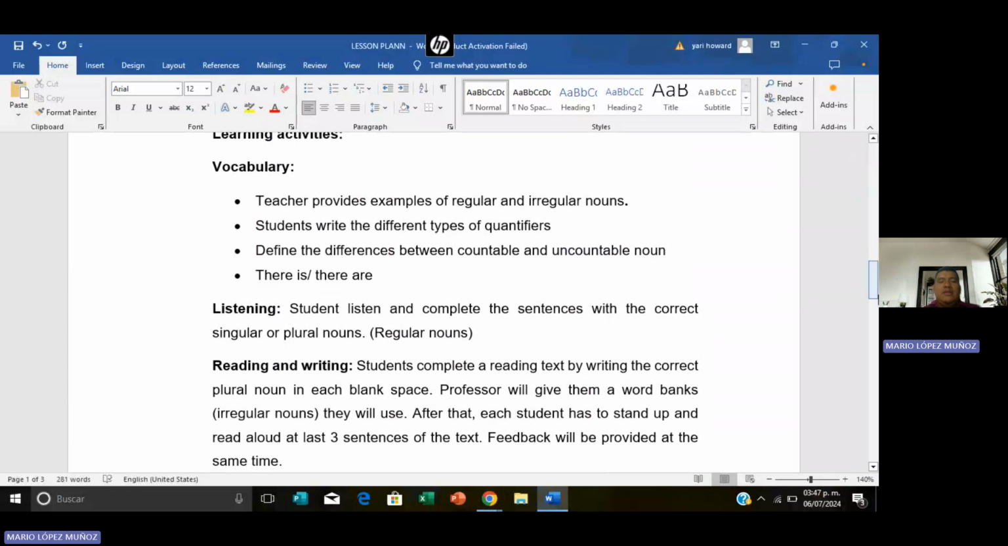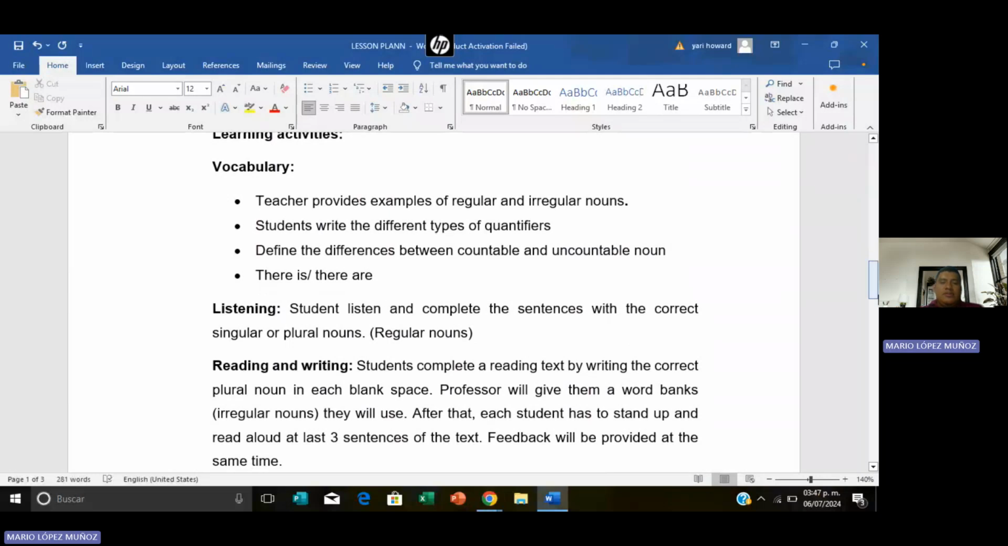So the vocabulary means as a teacher, I will provide them some examples of regular and irregular nouns. I will also be explaining to them the different rules to pluralize the nouns, especially the regular nouns. So when the nouns end in y, when the noun ends in o, when the noun ends in x, double s, sh, and so on. I will provide some examples to them in order to have the vocabulary to use in context.